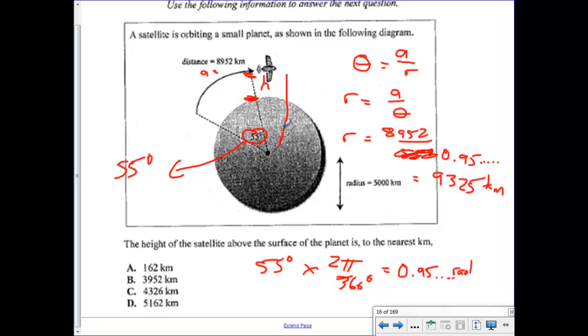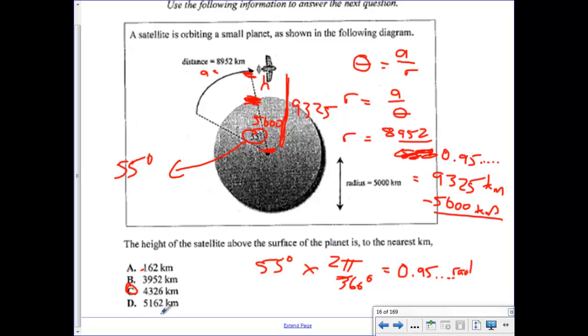Now how do we determine the height? Okay, well the radius is this whole thing right here, 9325, but then the actual radius of the planet was 5,000. So to find the height, subtract 5,000. Does that make sense? Because the radius right here said it was 5,000. So subtract this 5,000.